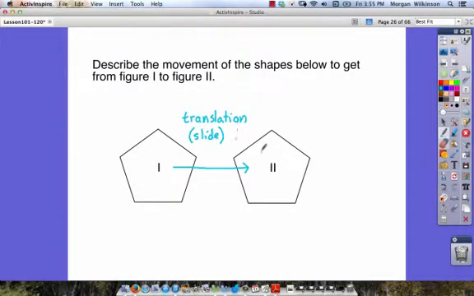Now, translations are used all the time in animations, whether on TV like a cartoon or in a flip book where you're going from one picture to the next and it looks like the character is moving. That's just because there's many translations, sometimes with rotations and reflections, as we go through those animations or flip books. Let's look at another example.